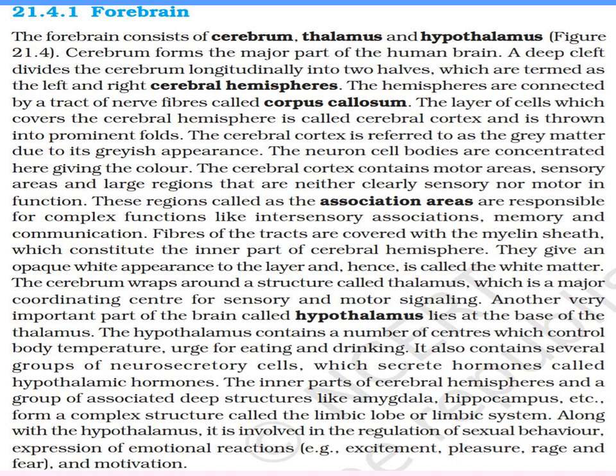The neuron cell bodies are concentrated here, giving the color. The cerebral cortex contains motor areas, sensory areas, and large regions that are neither clearly sensory nor motor in function. These regions are called the association areas, which are responsible for complex functions like intersensory associations, memory, and communication. Fibers of the tracts are covered with myelin sheath, which constitute the inner part of the cerebral hemisphere. So the outer part, the cerebral cortex, usually appears grayish due to the abundance of cell bodies, while the inner region is pretty much the myelinated region.